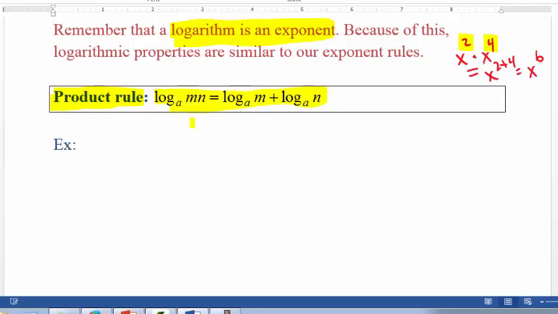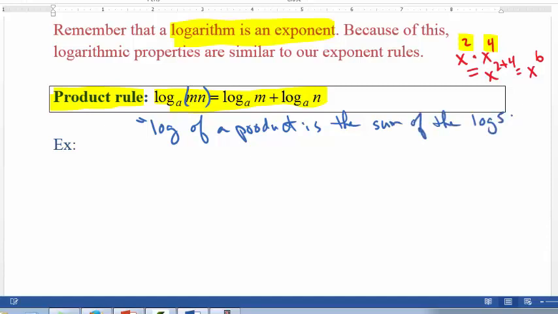If you have the log base a, which just means any base, of a product, calling it here mn, it's equal to the sum of the individual logs. And that's sometimes how this rule would be stated: the log of a product is the sum of the logs. Sometimes that's what you would hear. If this rule is going to be written in words, that's really what it's saying. The log of a product is the sum of the logs.